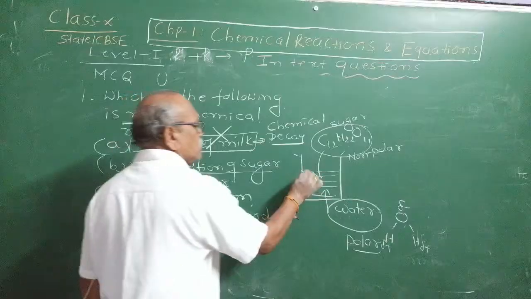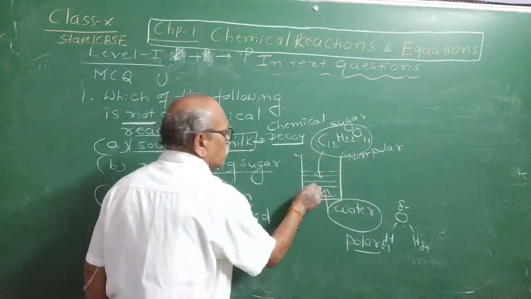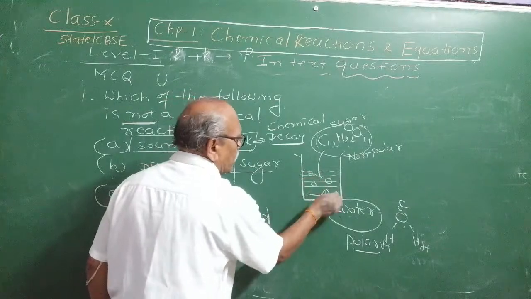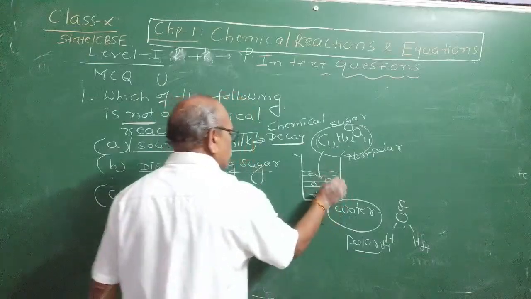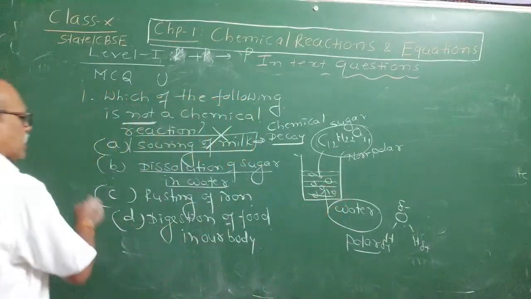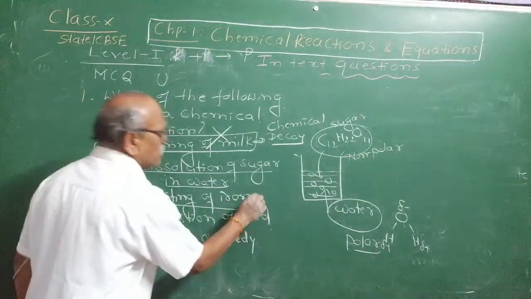But what happens is, this entire molecule will not undergo any chemical change. Sugar will remain sugar only, but the molecules are isolated. Therefore, it is not a chemical change. It is a physical change. Therefore, the correct answer is dissolution of sugar in water. Rusting of iron is a chemical reaction.